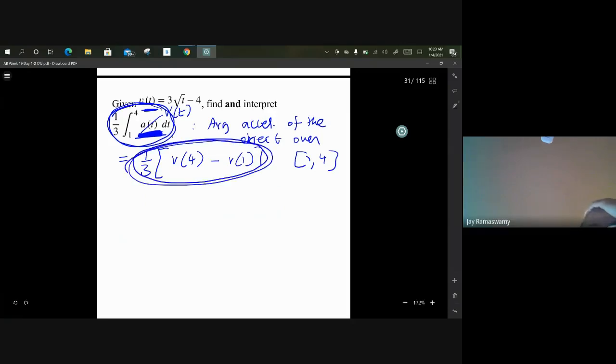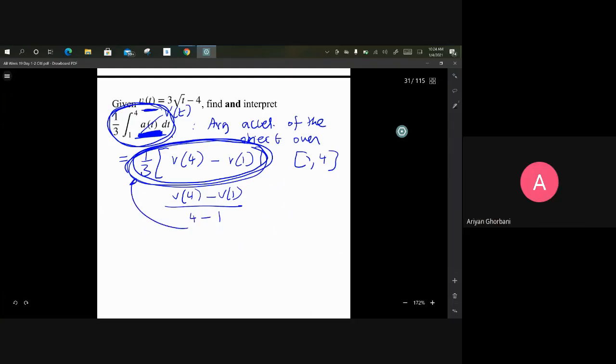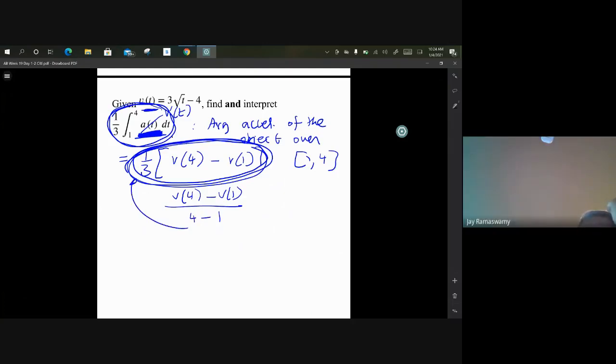Okay, now look at this expression. Which of those three formulas does it remind you of? Everybody stop what you're doing, look at the board. I'm showing you two ways to interpret it. Look at the right-hand side. Does this remind you of average, net change, or average rate of change? Is that like V of 4 minus V of 1 over 4 minus 1? Do you see that? Yes. Mind blown. So we can also write this as average rate of change.